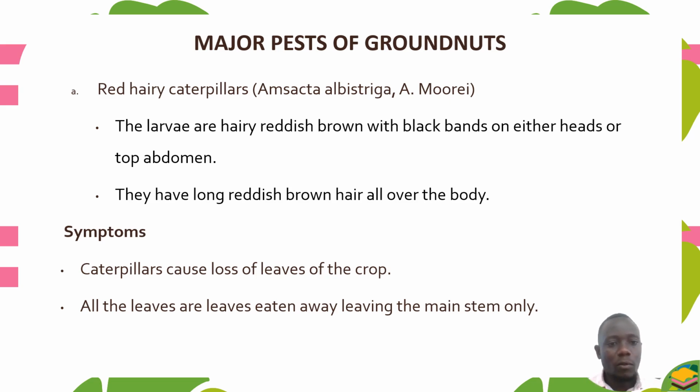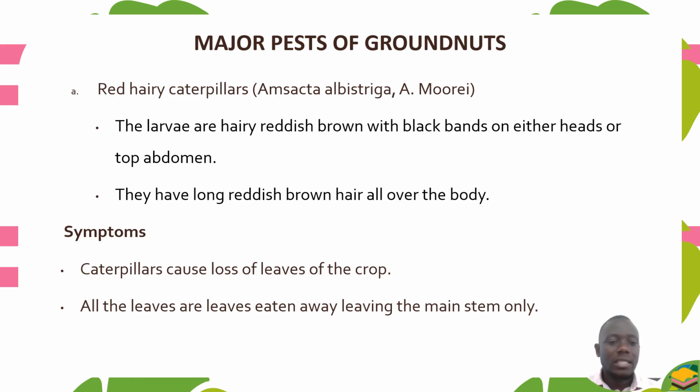The first one, we've got red hairy caterpillar. The larvae of red hairy caterpillar are reddish brown with black bands on either the head or top of the abdomen. That's how they look. Then they have long reddish brown hair all over their body. That's why they're known as red hairy caterpillar.